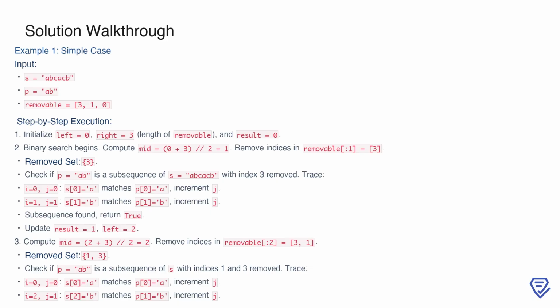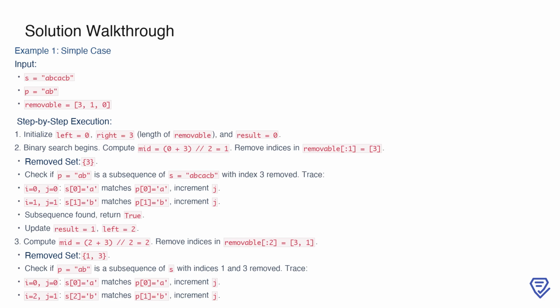Now, we check if P is still a subsequence of the modified string S. As we trace through the characters, we find that S0 matches P0 and S1 matches P1. This confirms that P remains a subsequence, so we update result to 1 and move the left boundary to 2 to explore more removable indices.